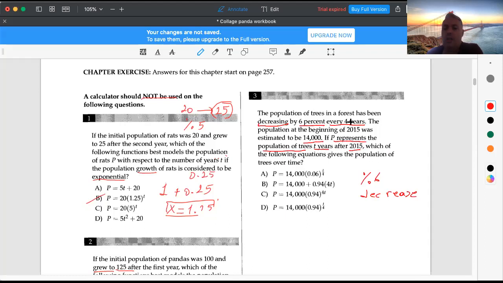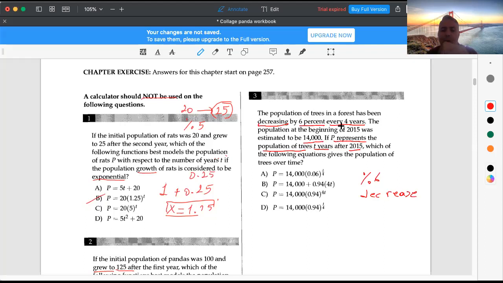First of all, the population of trees in the forest has been decreasing by 6% every 4 years. The population at the beginning was 14,000, and what will it be after 2015? Let me read one more time. If P represents the population of trees t years after 2015, which of the following gives the correct one? First of all, let us decide together. Is this linear or exponential?